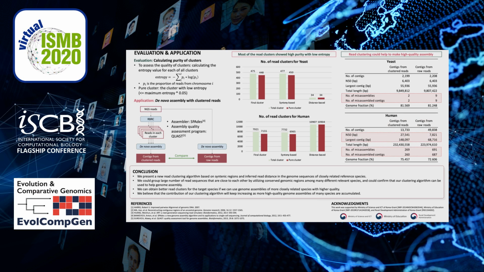We present a new read clustering algorithm based on syntenic regions and infer the read distance in the genome sequences of closely related reference species. We believe that the performance of our clustering algorithm will keep increasing as more high-quality genome assemblies of many species are accumulated.